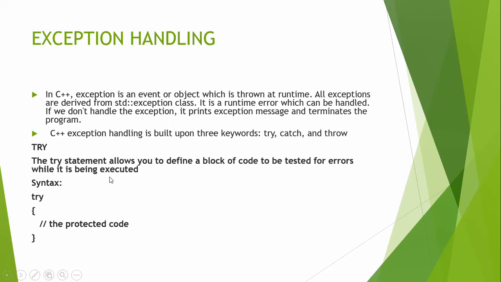So in exception handling, we have three keywords: try, catch and throw. Try: the try statement allows you to define a block of code to be tested for errors while it is being executed. Within the try block, we have a set of code which may raise an exception while running a program. To protect that code, we mention it as protected code, and that type of code will be defined within the try block.